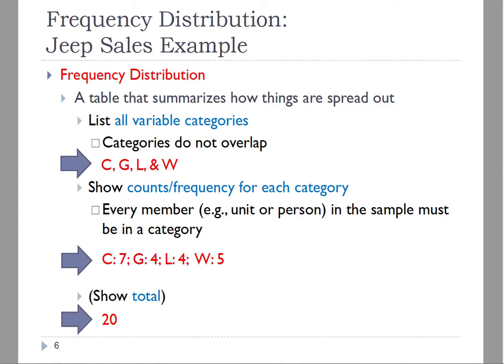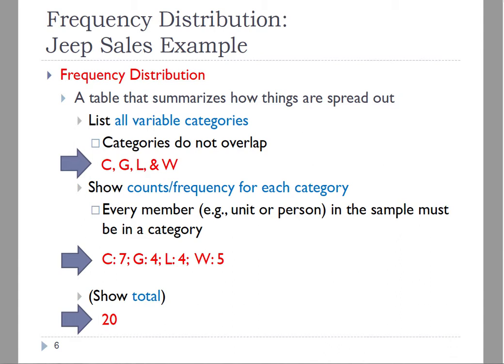So in order to set up our frequency distribution table, once again, it's a table that summarizes how things are spread out. We're going to list all the variable categories. We're going to make sure that they do not overlap. We've got the Jeep Commander, the Jeep Grand Cherokee, the Jeep Liberty, and the Jeep Wrangler. And it's going to show us the counts, or the frequency, for each one of those categories.